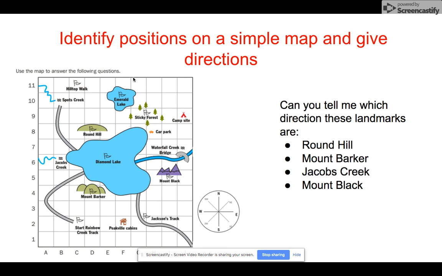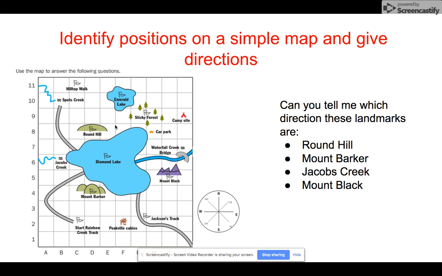We are learning to identify positions on a simple map and give directions. If we have a look on our map, which is over here to the left, we're then going to have a look for our compass, which we can see down here to the bottom right. So, if you have a look, can you tell me which direction these landmarks are in? So we're looking for Round Hill. If you guessed north, you would be correct.